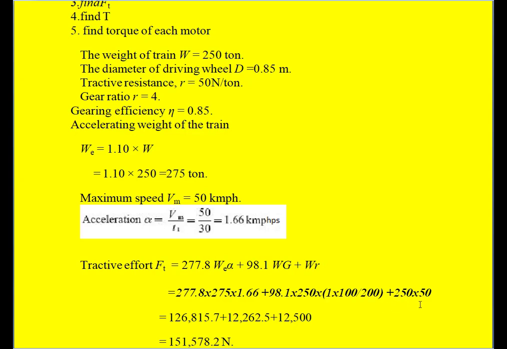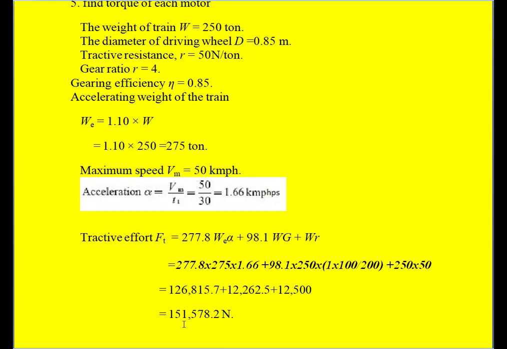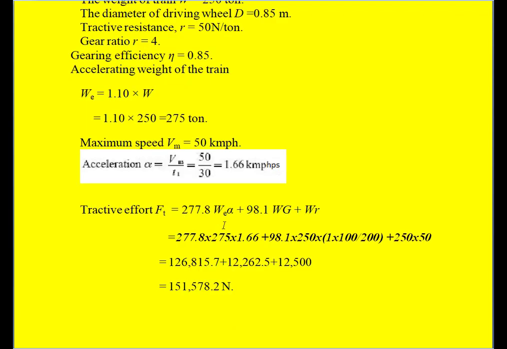So W into R, that is 250 tons into the resistance, which is given in newtons per ton. That is 50 newtons per ton. So multiply this 250 with 50. Then after simplification we get 1,51,578.2 newtons. This is the total tractive effort exerted at the wheel, the driving axis or driving wheel.